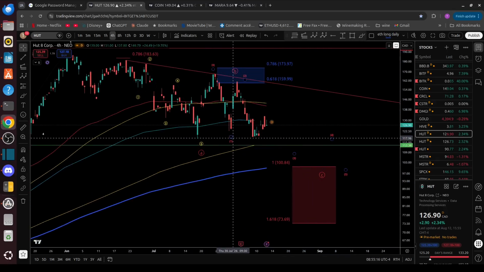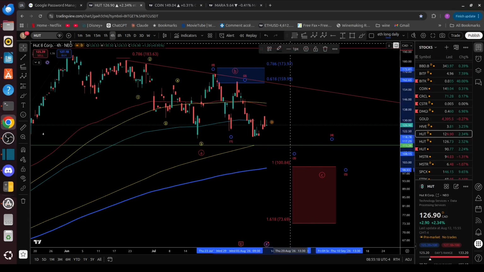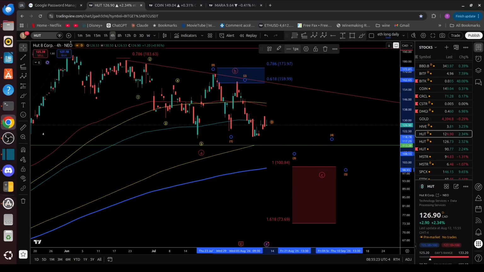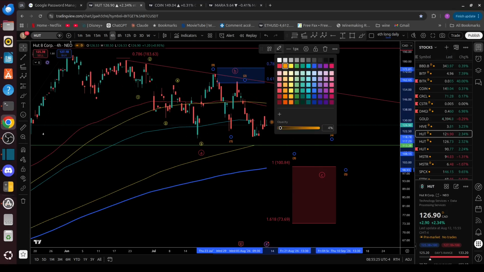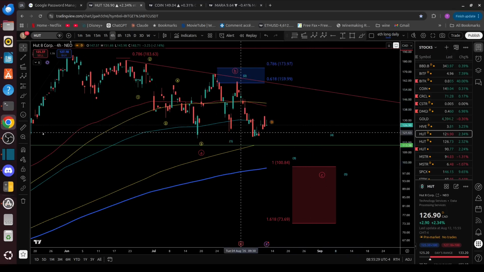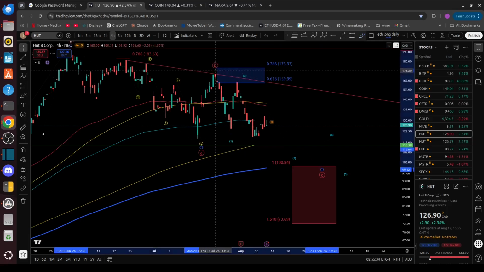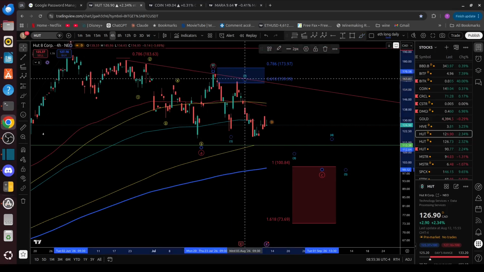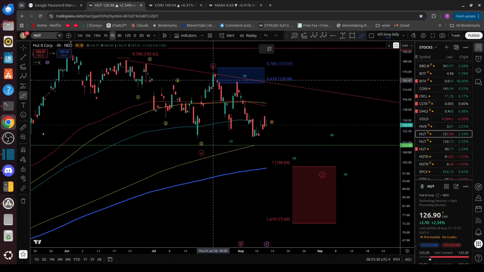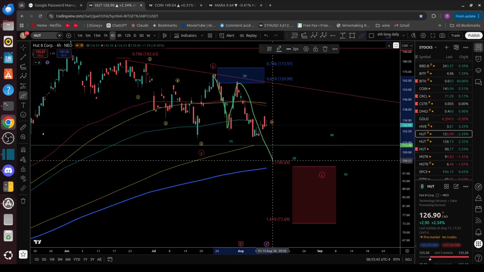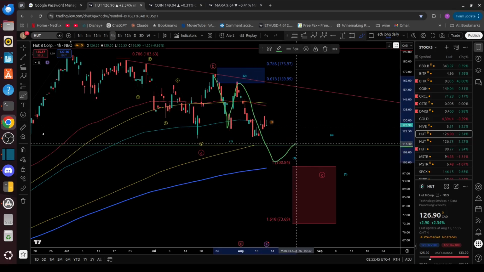I actually believe that we already initiated this C wave. Let me change the label here. Color, maybe orange. Okay, so here we go. This is the top of the B wave. We have a wave 1, we have a wave 2. I believe this is the third wave that we're working on. And then after that, we're going to do a fourth and a fifth.